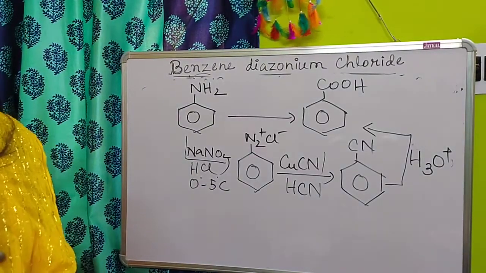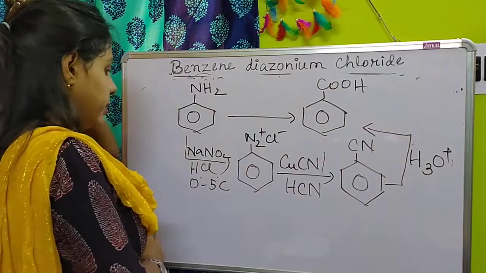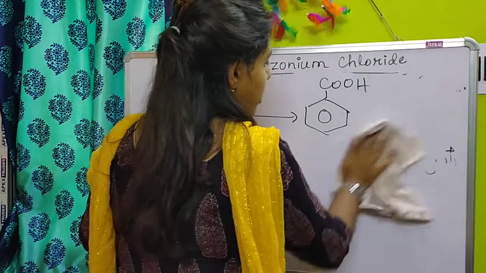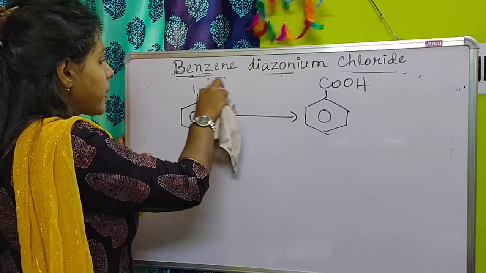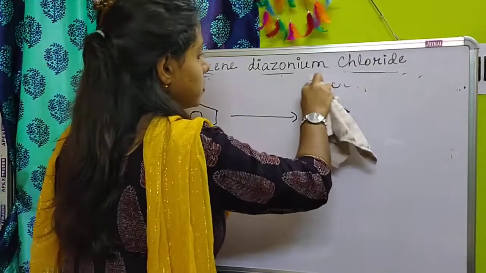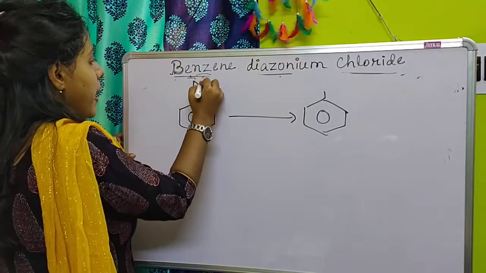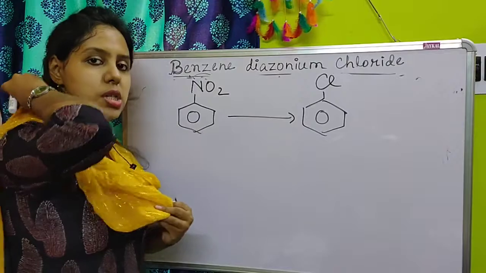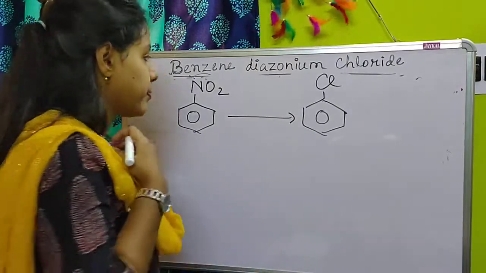Okay, next is nitrobenzene to chlorobenzene. Nitrobenzene to chlorobenzene we want to convert. This is the last conversion reaction for today. I am telling you again, many conversion reactions are given in your notes. All of them are important for your exam, so go through them properly.